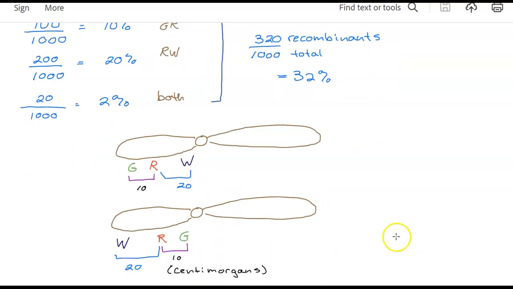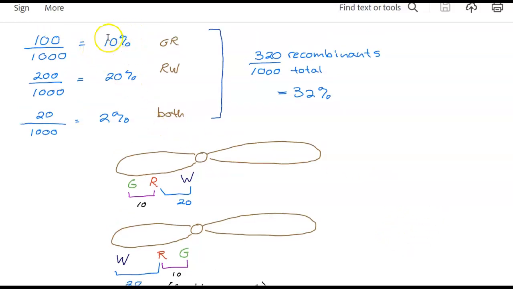So there are a couple of different ways that could be arranged. If the GR, let me come back up here to show you, that would be a 10% frequency of that crossover for that particular recombination. So we know that means there's 10 centimorgans, which is the unit they use for distance between these two genes on this chromosome. So here's the 10. And then the red-white crossover, or RW, I guess we didn't say what those represent, is 20. So you can see that here.